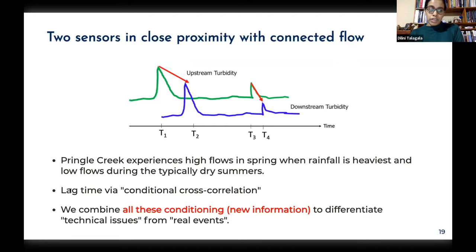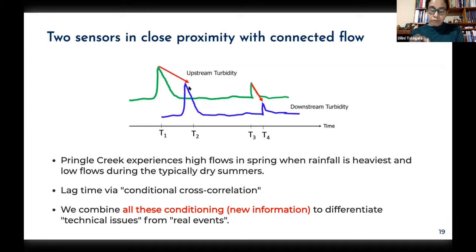One thing that we noticed when we studied the Finger Creek data is that Finger Creek experiences high flow in spring when rainfall is heaviest, and low flow during the typical dry summer. So basically, they have different lag times between those two pieces of information. Lag time means the time it takes for the upstream information to reach the downstream. Depending on the weather condition, it will take different times to pass this upstream information to the downstream.